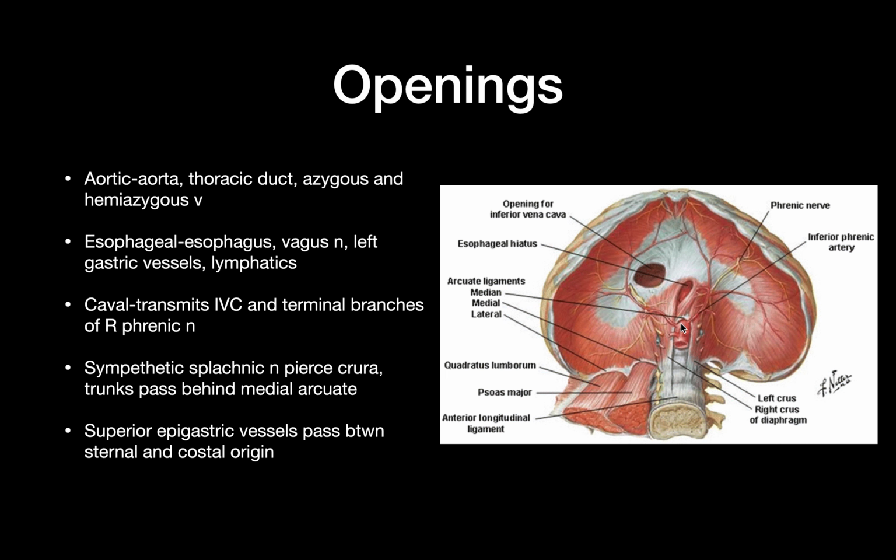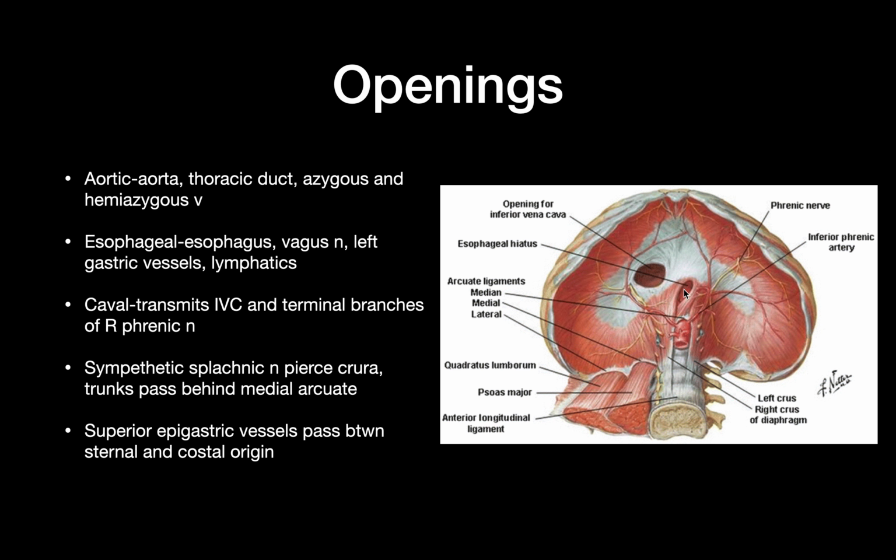So here are the openings. The central tendon lies right here, and that will lie at the level of the xiphisternal joint. And as you can see, here is the right crus, and it will loop around like a sling. And here's the left crus that will loop around the aortic opening. And there are several other openings we need to consider.